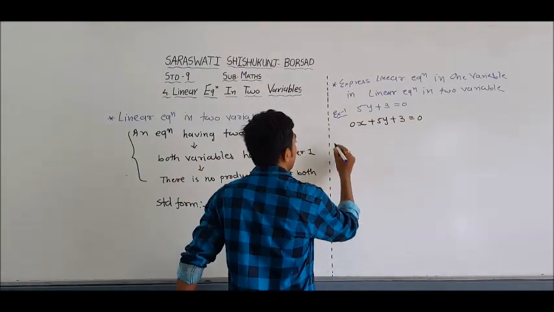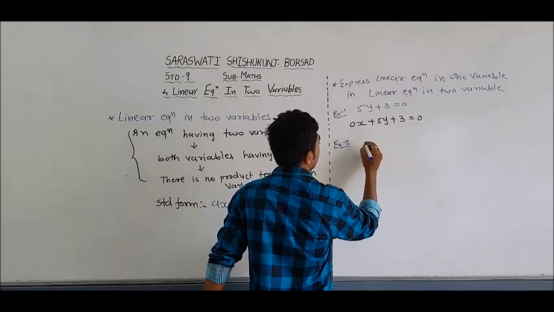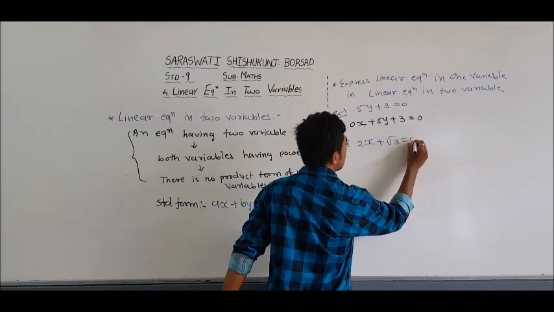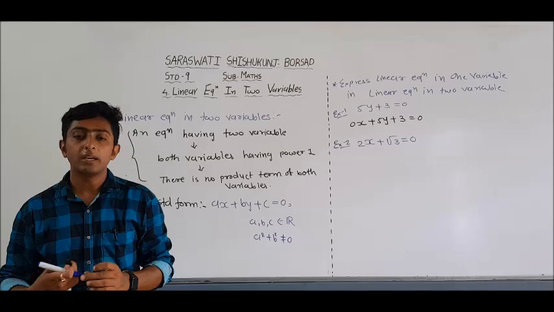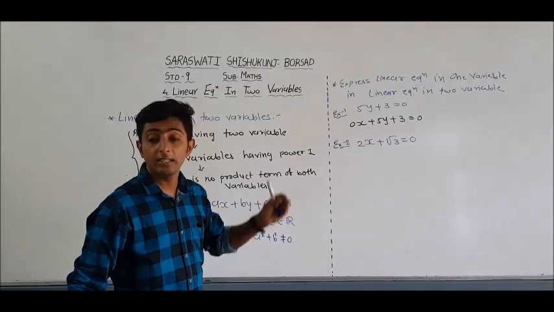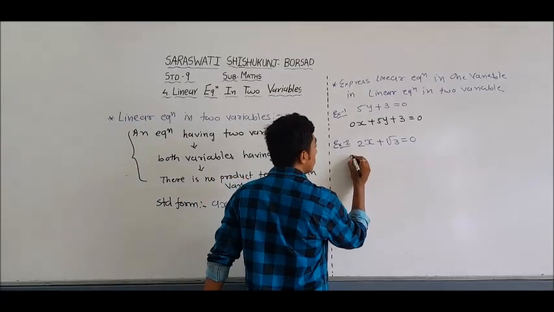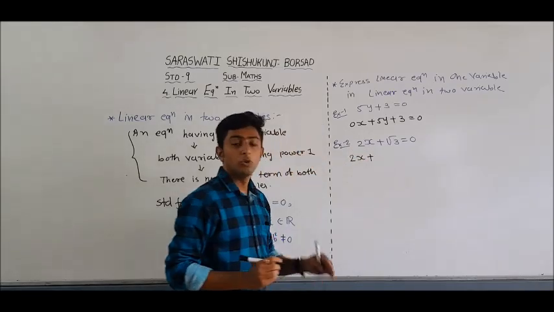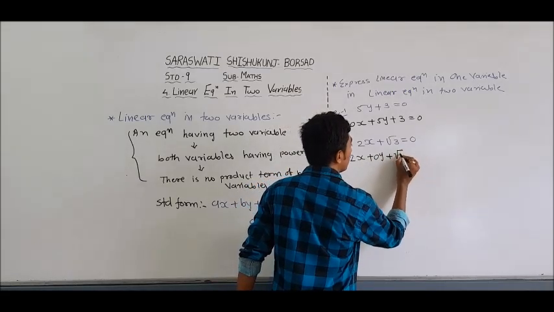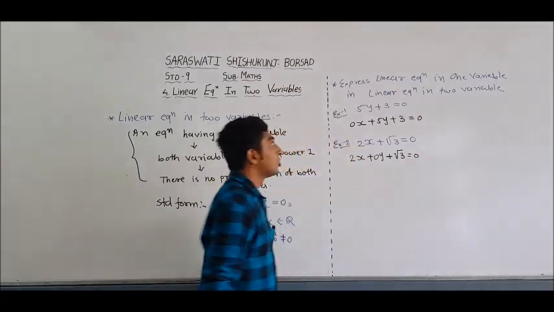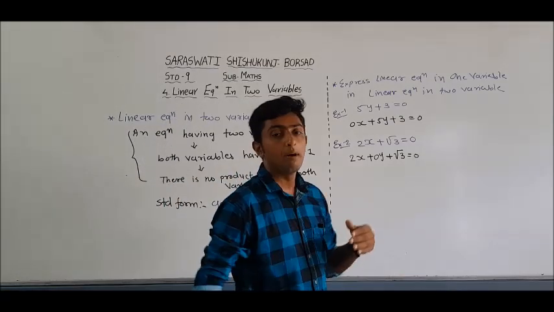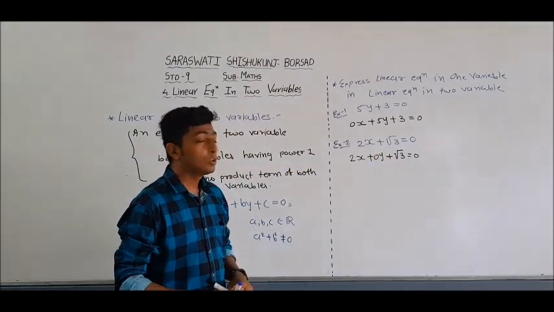Let us see another example. Example 2: 2x plus root 3 equal to 0. Here the x term is available, but there is no y term in the equation. So this equation can be written as a linear equation in two variables as 2x, then the y term is not available so you can put 0y, plus root 3 equal to 0. This is how to convert a linear equation in one variable into a linear equation in two variables.